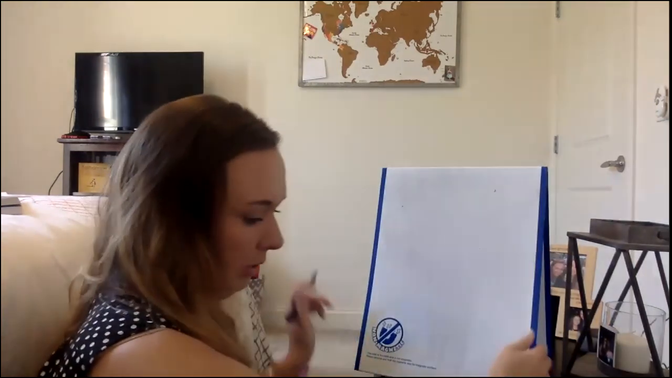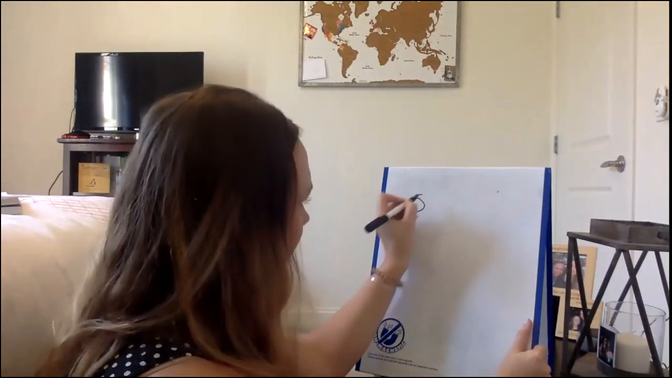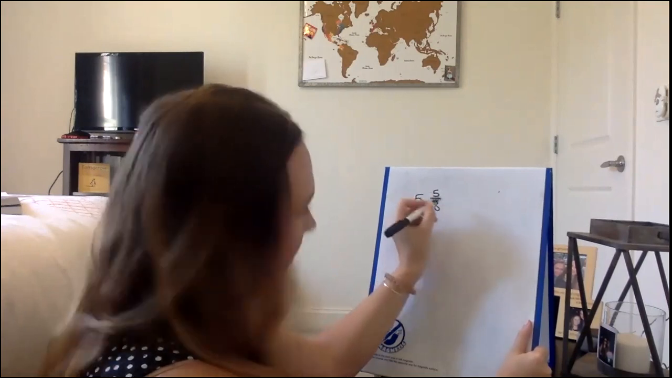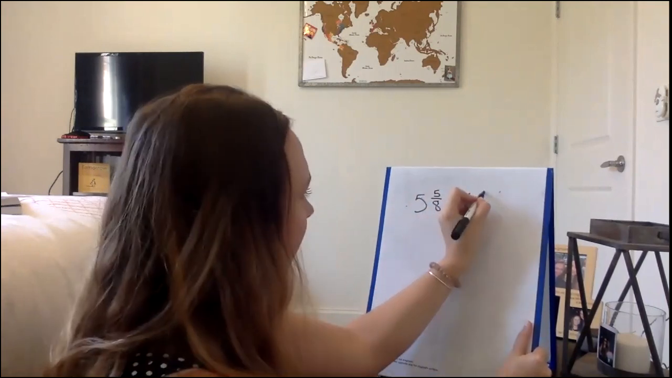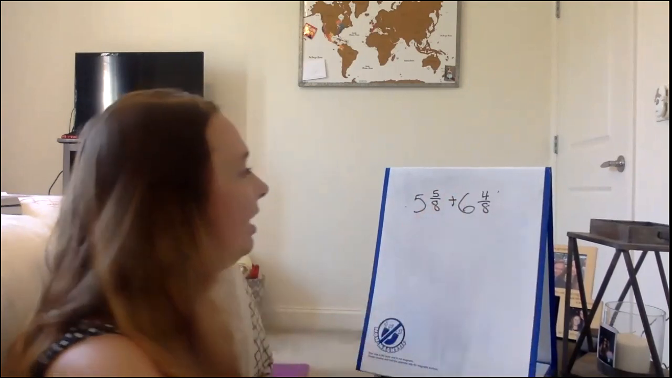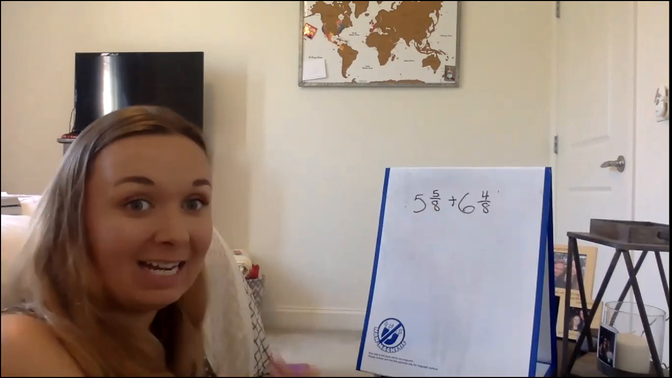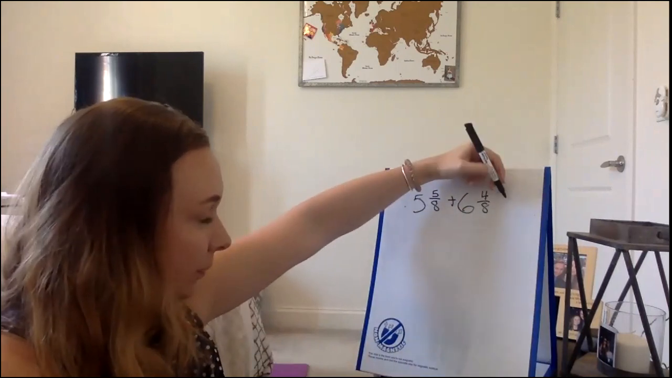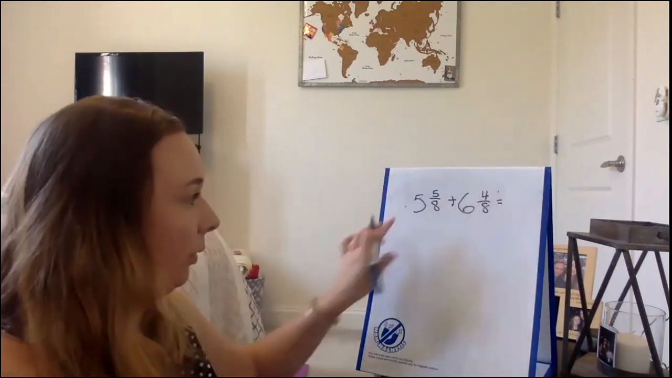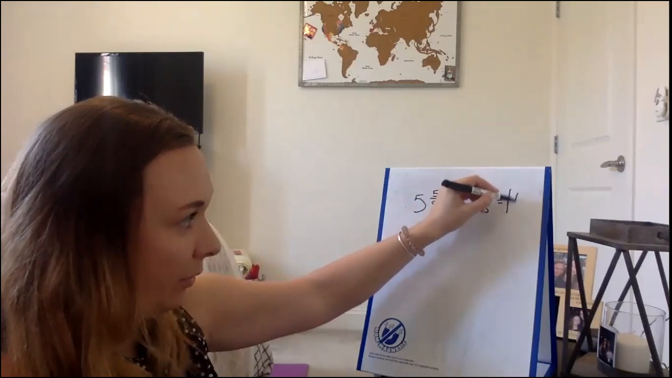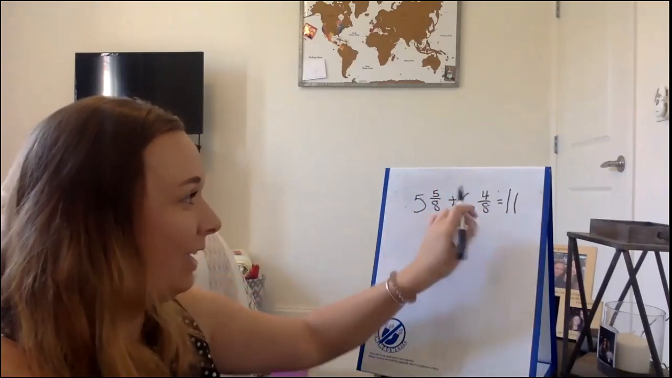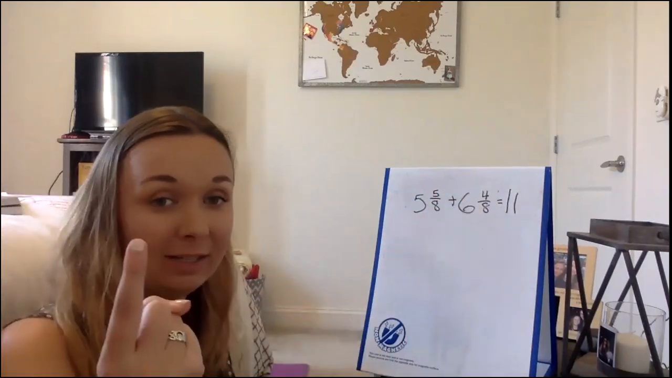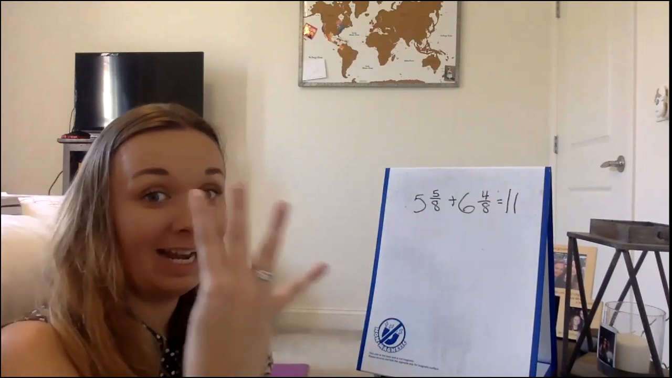We have 5 and 5/8 plus 6 and 4/8. And just like in our application problem, we're going to add each part separately. We're going to add the wholes, then we're going to add the fractions. So when I add the wholes here, 5 plus 6 is 11 wholes. 5/8 plus 4/8, 5/8, 6/8, 7/8, 8/8, 9/8.